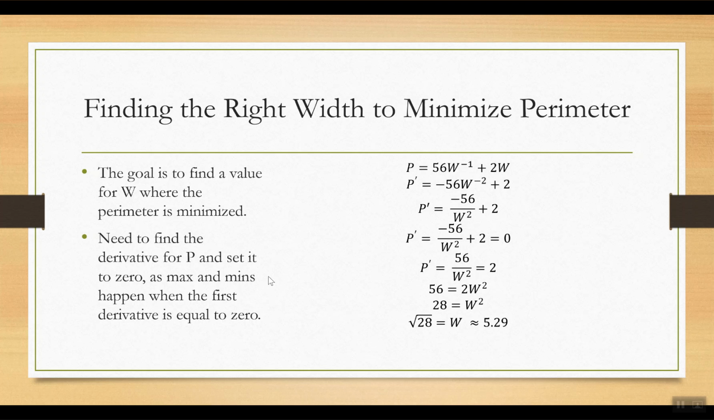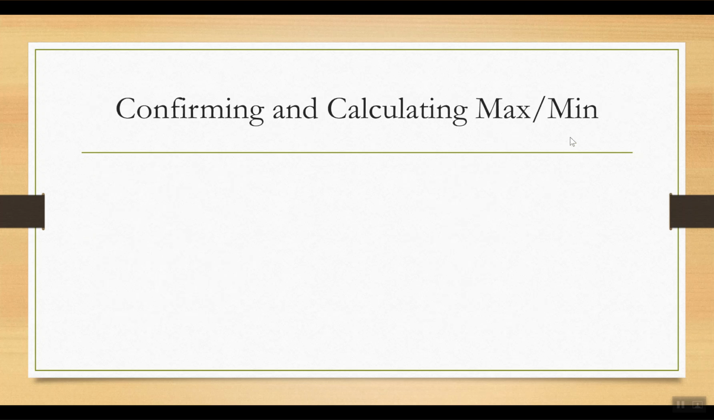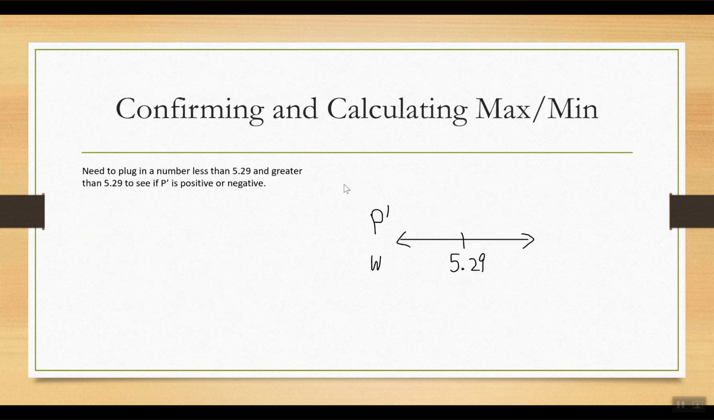Now, when the derivative is 0, we can have a maximum as well as a minimum. So the next step is we want to actually check if the width that we got here is actually the width that will give us a minimum for the perimeter. So to do this, we have to plug in a number that's less than 5.29 for the width into the equation for p prime, and then we repeat the step except with a number that's bigger than 5.29. And we want to see if p prime is positive or negative.